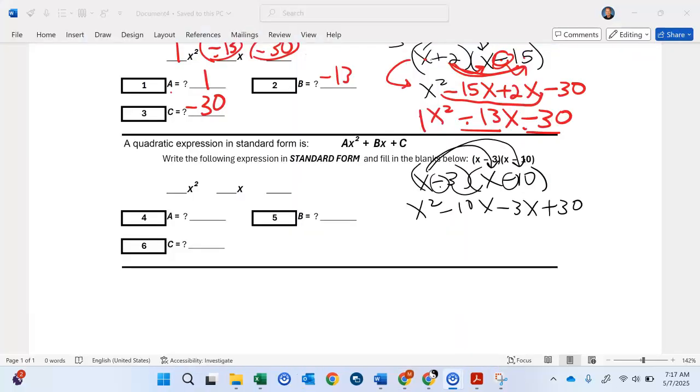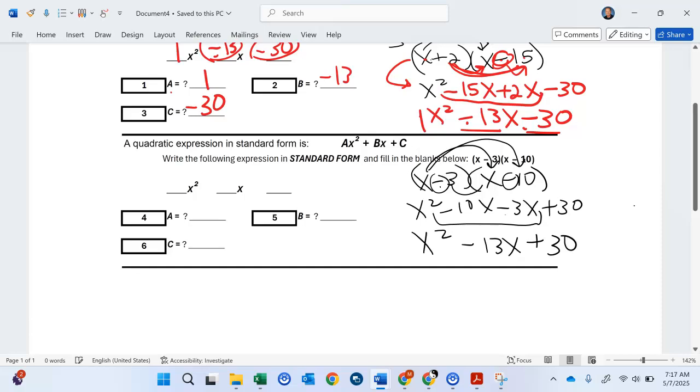Now like before, we're going to combine the numbers that we can combine. So these two can combine. And remember, you just get negative 10 minus 3 is negative 13x, x squared, but this is positive 30. So these two are still negative 30, but because it's two negatives, this now goes from a negative to a positive. So again, 1 there, this is negative 13, but now this is plus 30. So the answers are A is 1, B is negative 13, and C is 30.